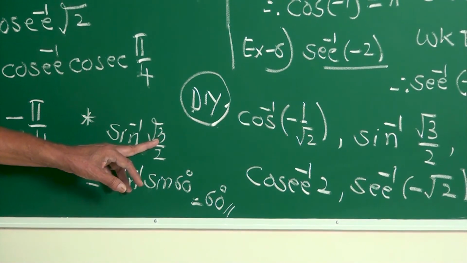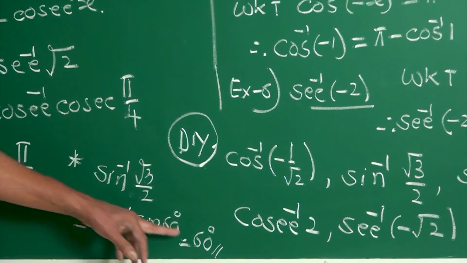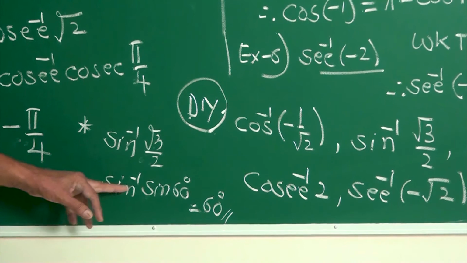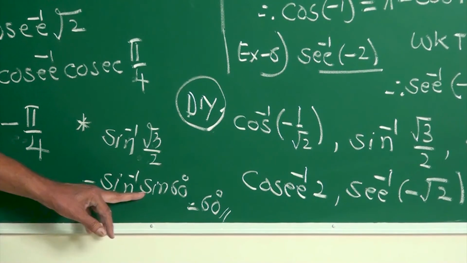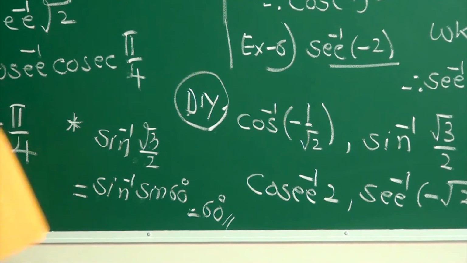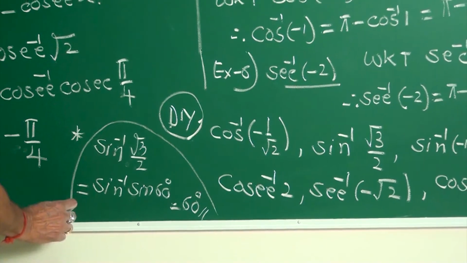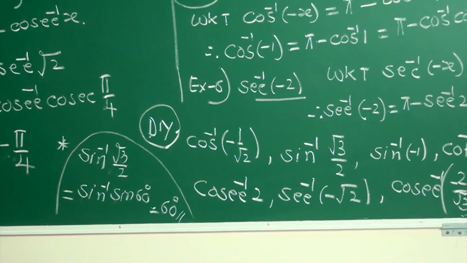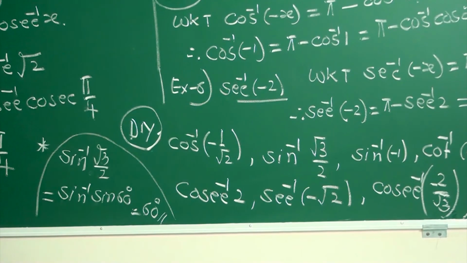Fine. The corresponding angle for root 3 by 2 is an angle whose sine is root 3 by 2. Sine 60 is root 3 by 2, so it is directly 60 degrees. Otherwise, root 3 by 2 is sine 60, and sine inverse of sine is that theta itself. You can write like this, my friends. I give 1 minute, copy it. And all these examples, my friends, you can do.